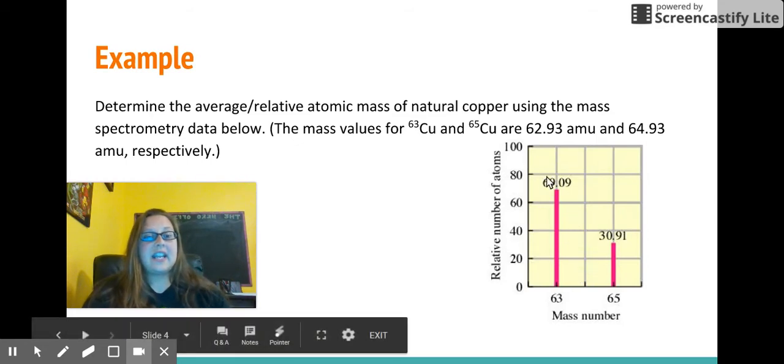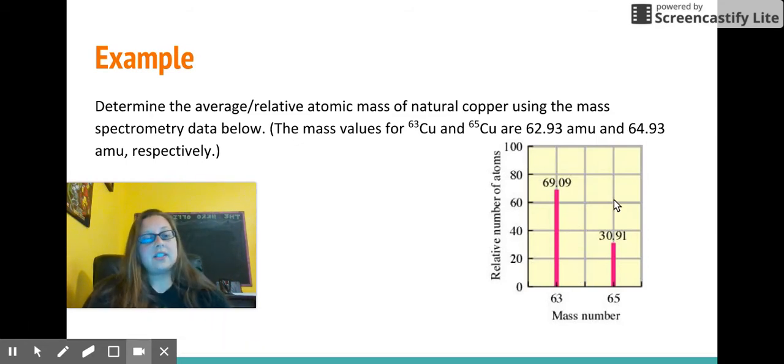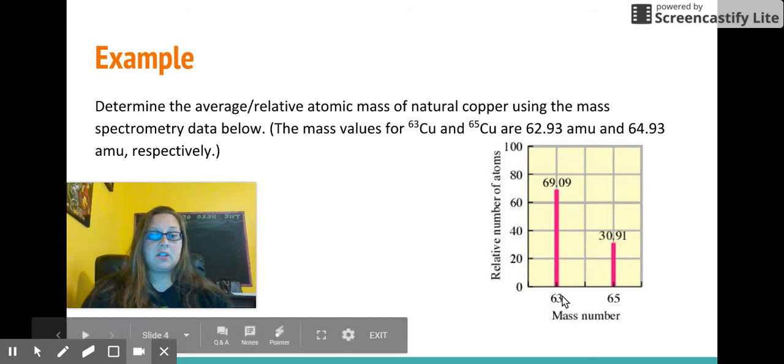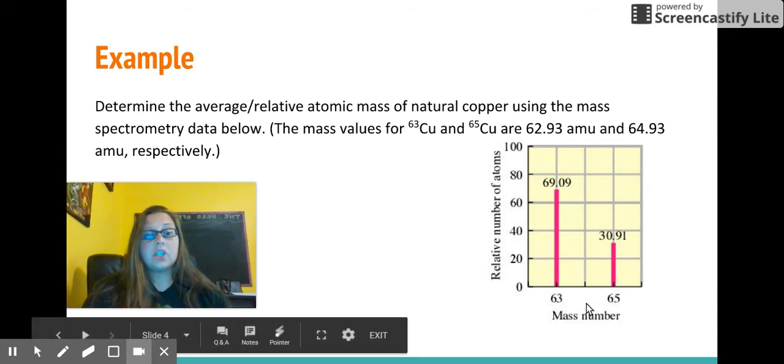So if we look at this data here, which isotope do you think is more abundant? Is it copper 63 or copper 65? You should have said copper 63 because this is 69.09% abundant, and this one is only 30.91.